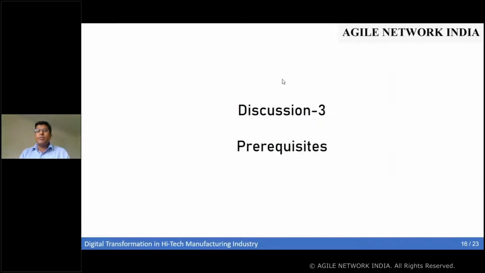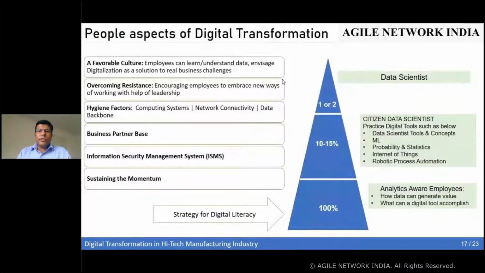So this brings us to the discussion of the prerequisites for digital transformation. We started with why we are doing digital transformation, how to look at what we actually want to do, how to strategize, and how to see where the revenues are coming from. Now the third step, having done this, is to find out the prerequisites, the technology stack which is required before you can go full-fledged into accomplishing your digital projects. So the first would be the people aspect of digital transformation.